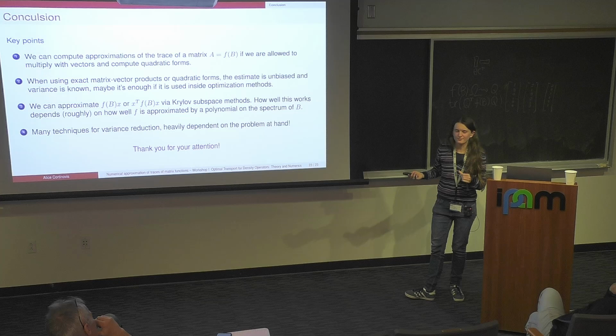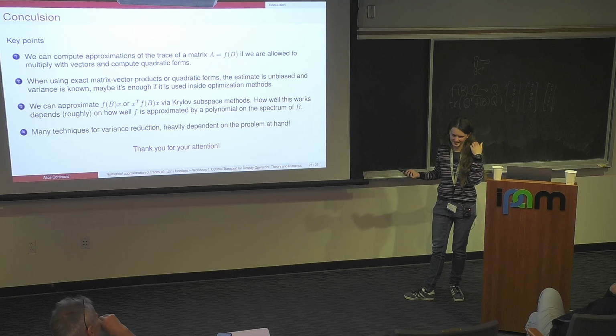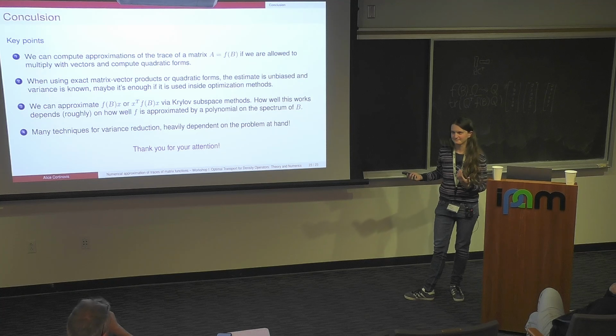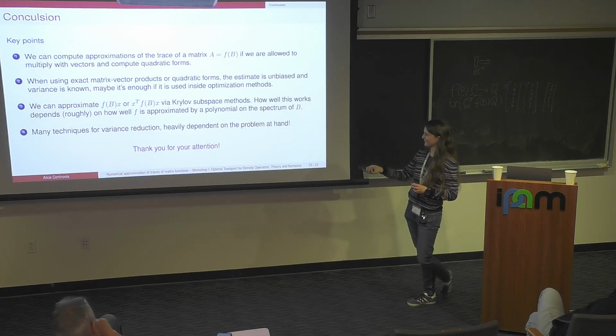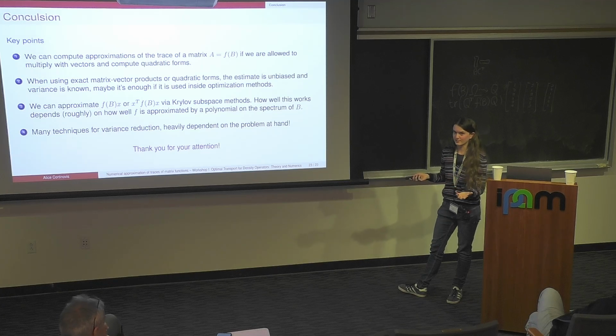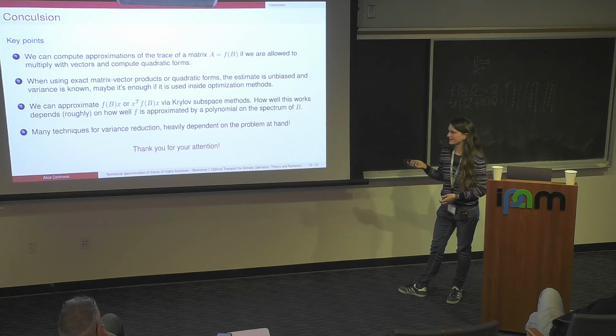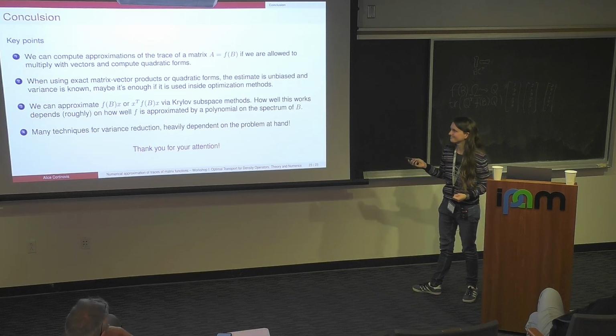My hope would be that if you are not super interested in the trace itself, but you're using it inside some optimization algorithm or something else, then an approximation is good enough, instead of really going through diagonalization every time. Third point, for dealing with these quadratic forms or matrix vector multiplications, you can use Krylov subspace methods, and it's really linked to polynomial approximation of f on the spectrum of B. And there's a number of variance reduction techniques that you can try to make the convergence a bit faster.